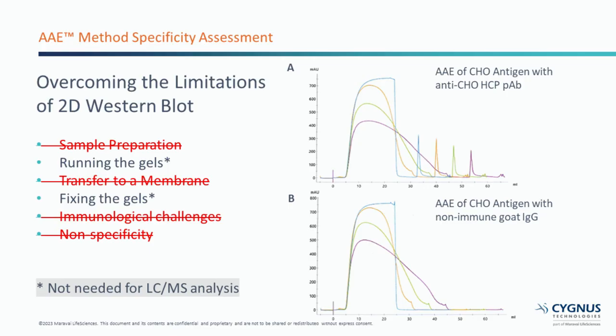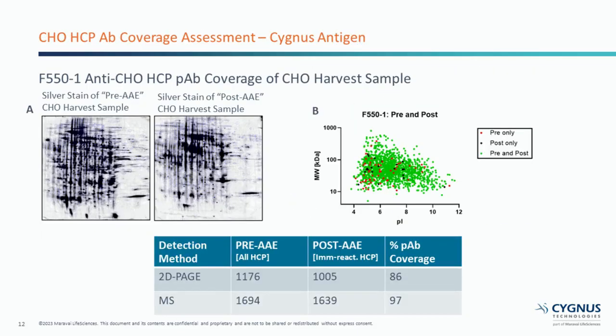4 specific immunoreactive HCP elutions. Panel B shows the same experiment, but when we load the CHO antigen on a non-immune gold IgG column, and you can see that virtually no HCPs bound and eluted off that column. So this shows the specificity of the AAE method. AAE combined with mass spectrometry is a powerful and informative technique, as it allows identification of the HCPs that are reactive with HCP ELISA antibodies.